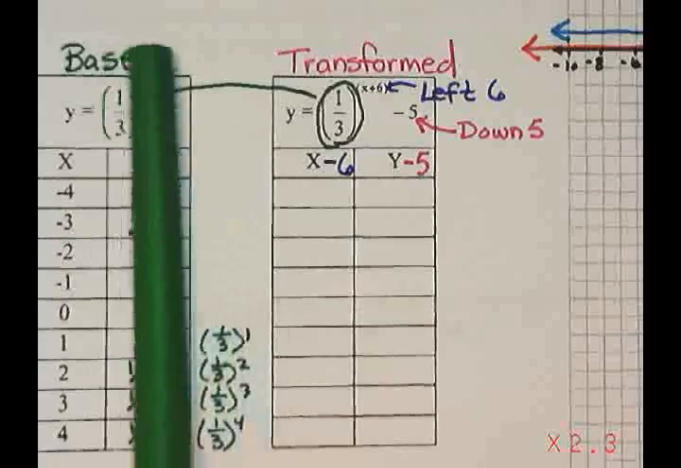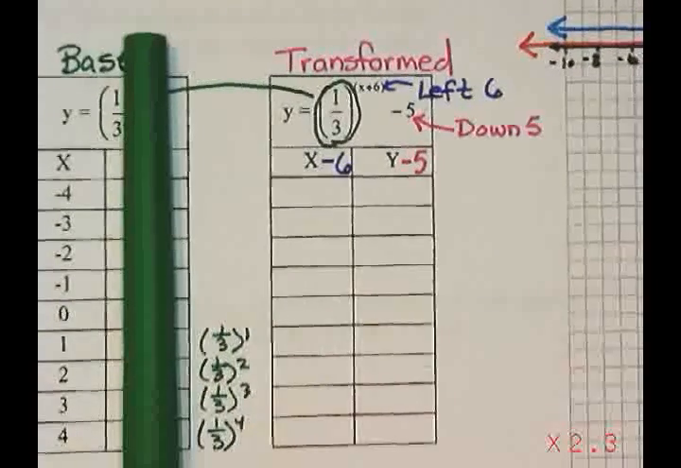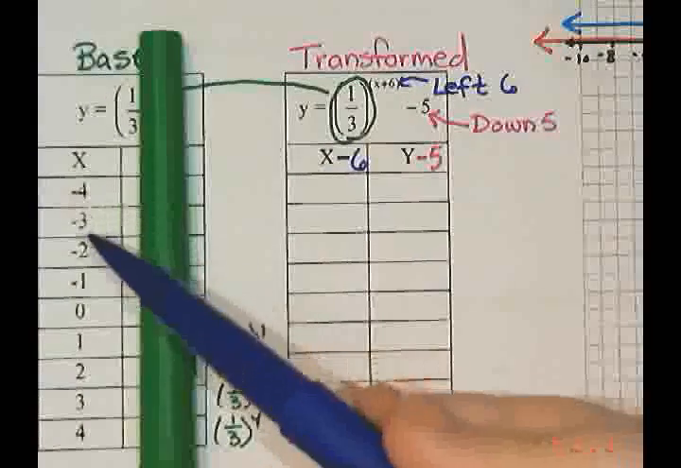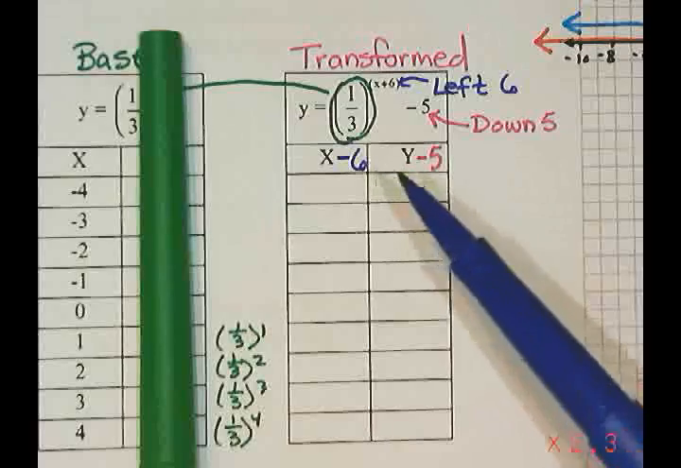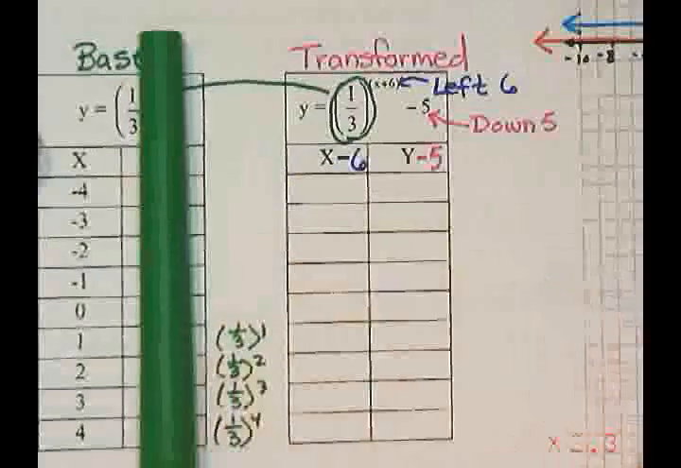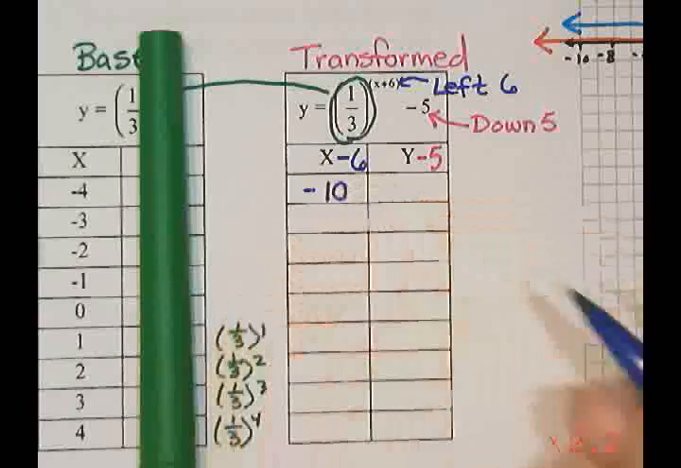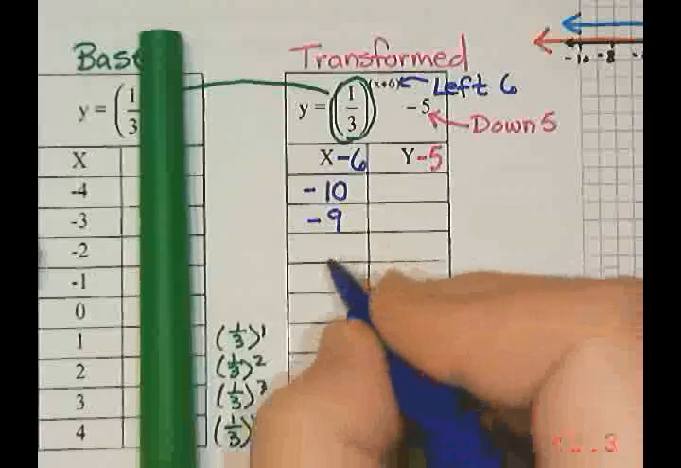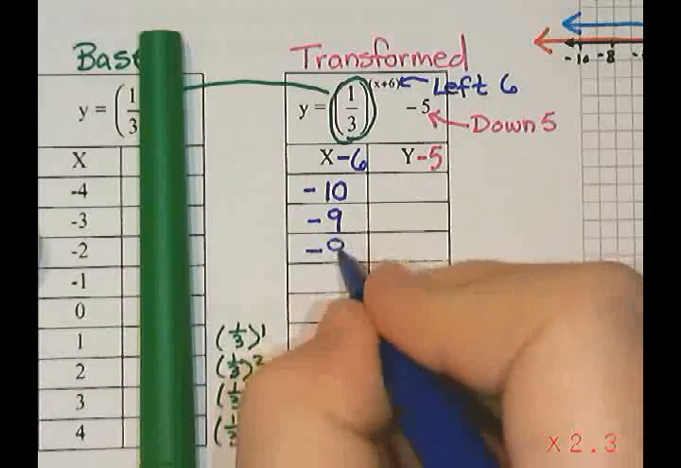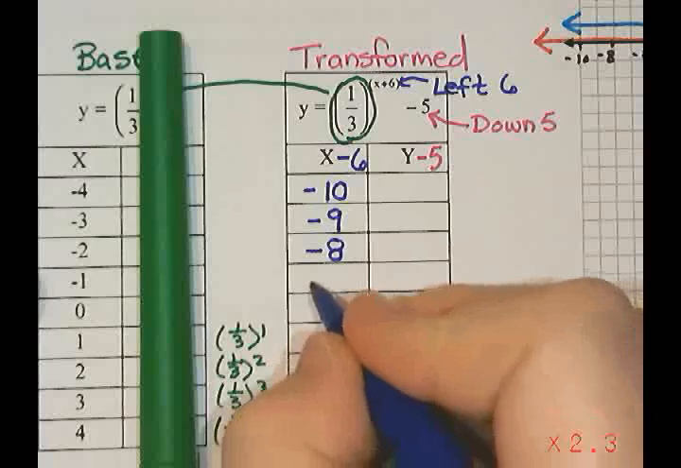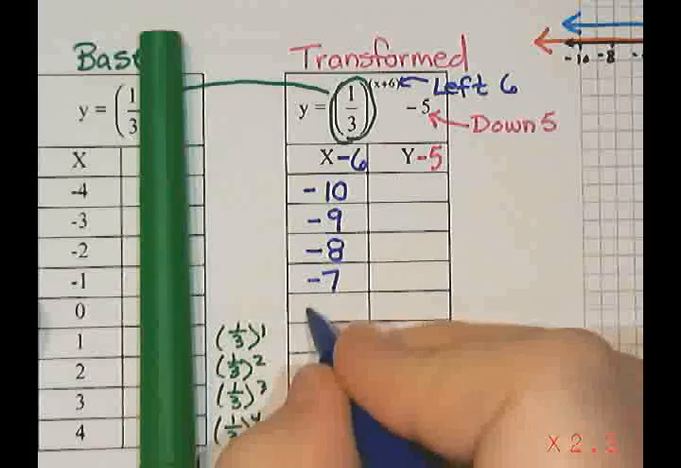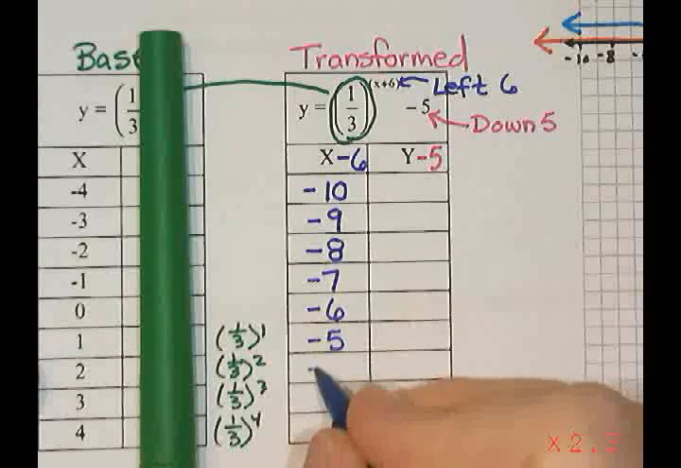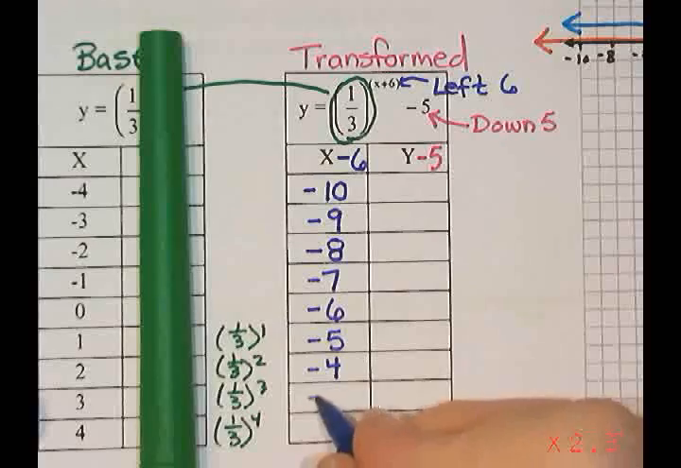All right, I'm going to do what I did last time. I'm going to cover up the numbers I'm not using to make this easier for me. What I'm going to do is take each of these x values and subtract 6. So -4 minus 6 is -10. -3 minus 6 is -9. Use your calculator if you need to. -2 minus 6 is -8. -1 minus 6 is -7. 0 minus 6 is -6. 1 minus 6 is -5. 2 minus 6 is -4. 3 minus 6 is -3.